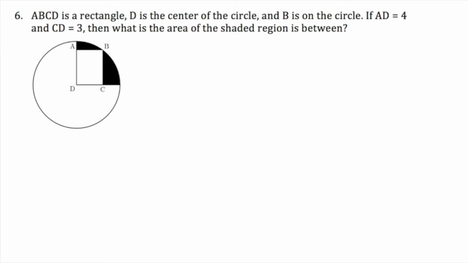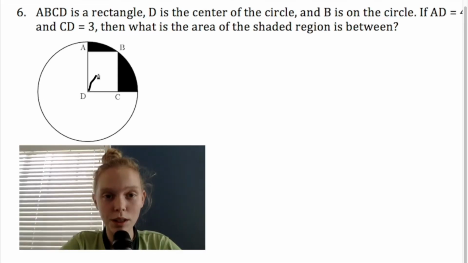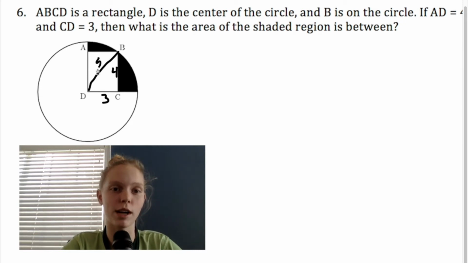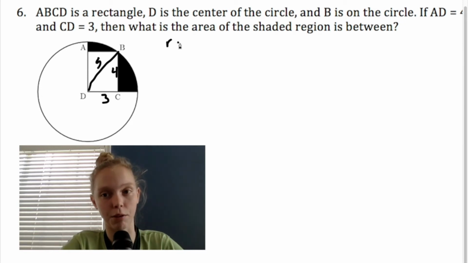Question 6. ABCD is a rectangle, D is the center of the circle, and B is on the circle. If AD equals 4 and CD equals 3, then what is the area of the shaded region in between? So we're going to start out by finding the radius of the circle, which we can use the rectangle to find. So the rectangle's dimensions are 3 by 4, which means the diagonal of the rectangle is 5 by the Pythagorean theorem. So r is going to equal 5.